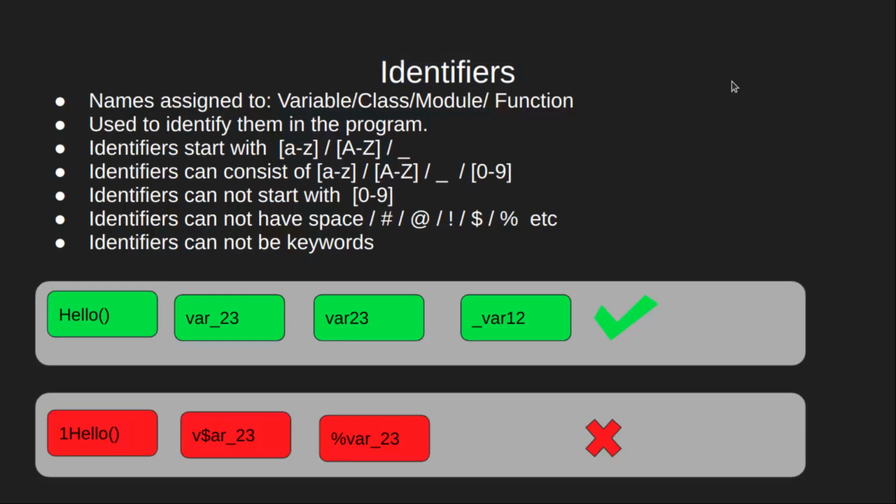So let's look at the next concept in Python called identifiers. Now, identifiers are generally names of variables. It could be names of a function. It could be name of a module, or if you are talking about OOPS, it could be name of a class. Generally, any names that we use in a program is called an identifier.